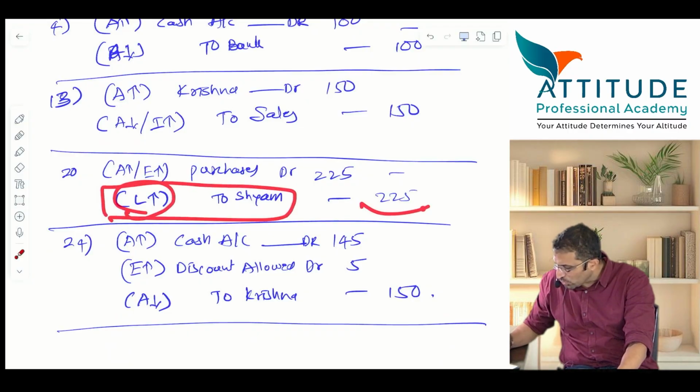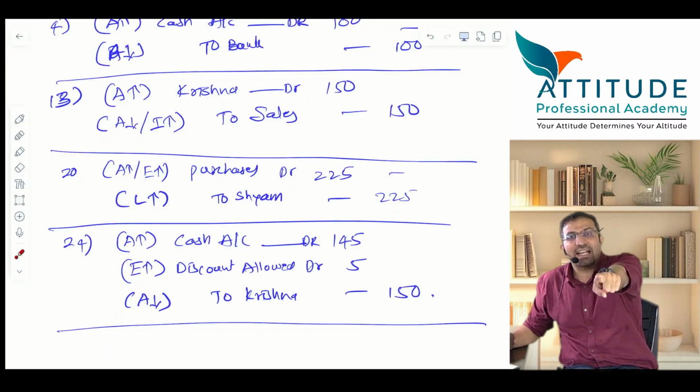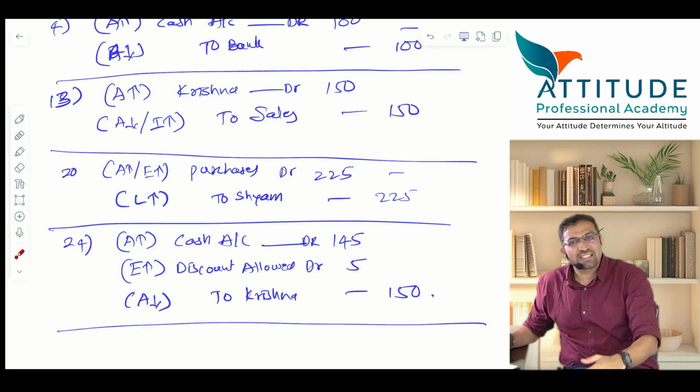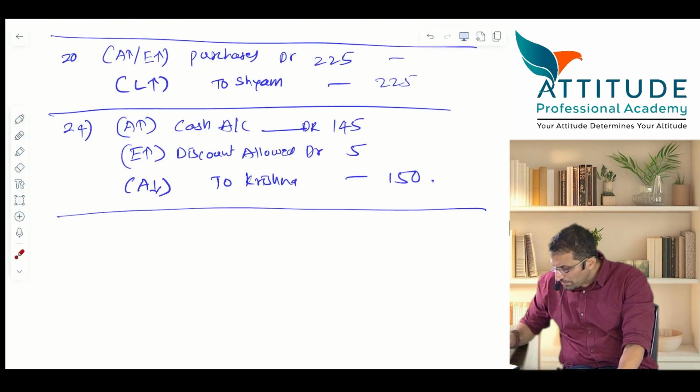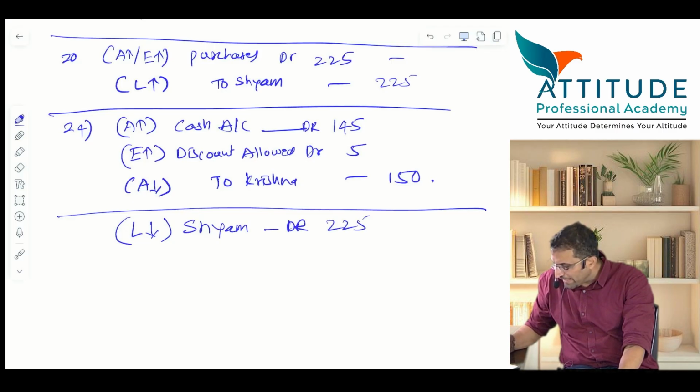Sham liability है sir. Liability increase हो गया था 225. अभी ये liability कम होगा कि नहीं? और only 215 से कम होगा या पूरा कम होगा? पूरा कम होगा, because he has given you a discount of how much? 10. Is that clear? Entry बोलो. Yeah, liability reduces. Sham account debit. Complete 225.